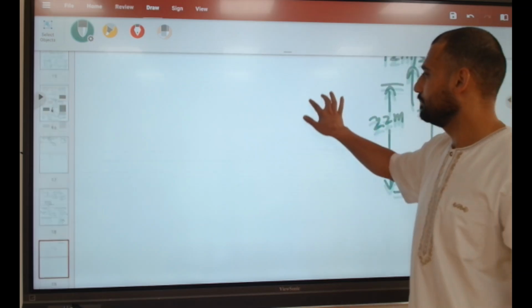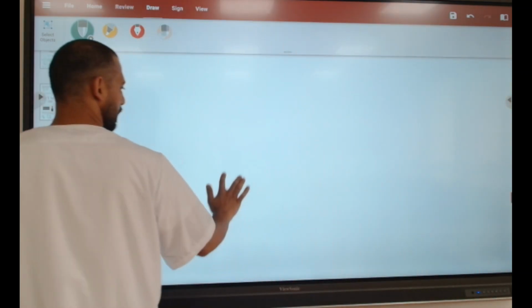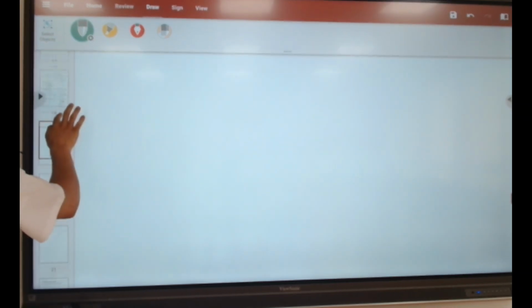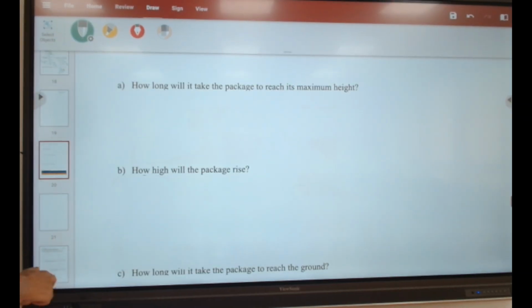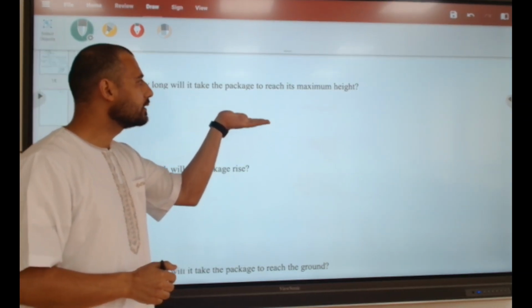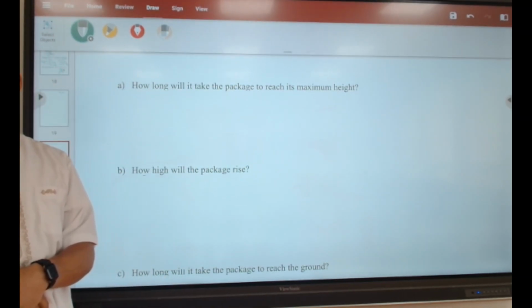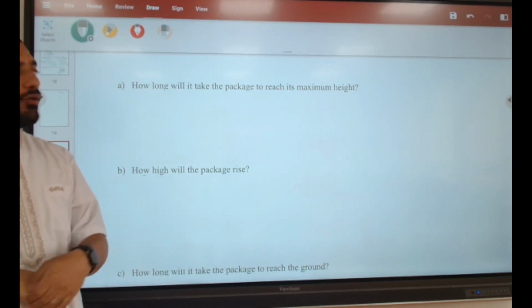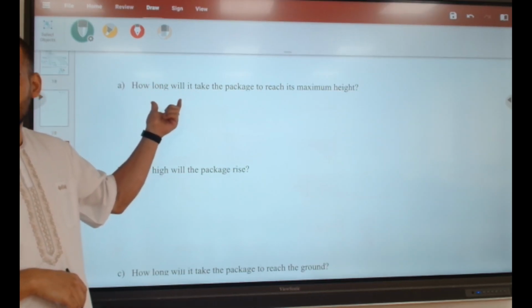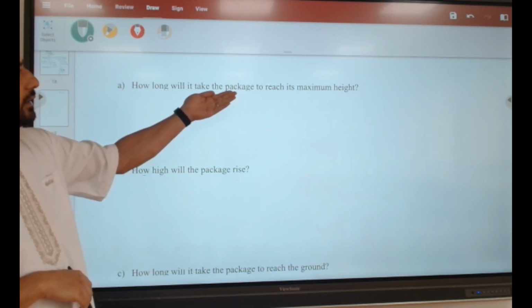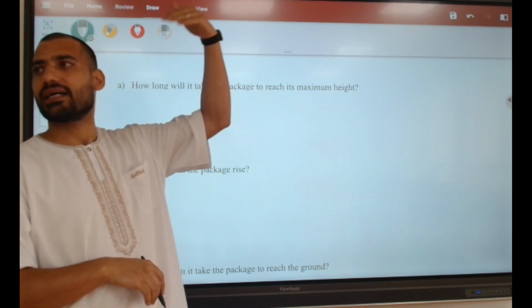Now, what is the question? The question is, how long will it take the package to reach its maximum height? Yes? How long? So we have to calculate the time which will take the package to reach its maximum height.